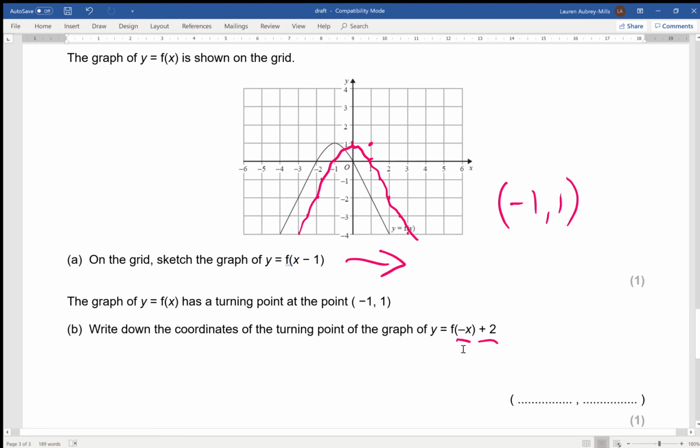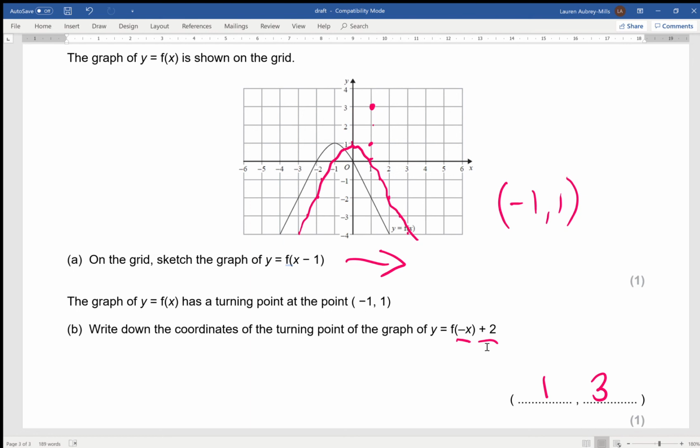But I'm not just reflecting it, I'm actually adding 2 as well. Now it's outside of the bracket, so it affects the y-axis, and the y-axis behaves a bit nicer, and it actually goes the way you expect. So it's adding 2. If you're adding 2 to this function, you'll be moving it up 2. So this point here, -1, 1, first of all goes to 1, 1, and then moves up 2 spaces. So the new coordinate is going to be 1, 3.